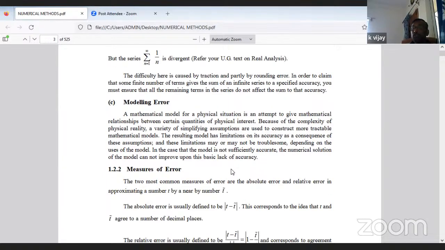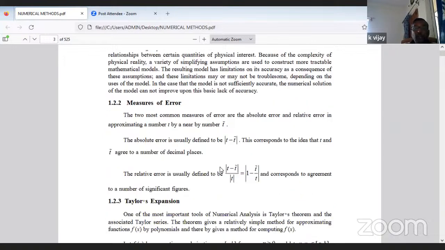So, modeling error. What is a modeling error? A mathematical model for a physical situation is an attempt to give a mathematical relationship between certain quantities of physical interest. Because of the complexity of physical reality, a variety of simplifying assumptions are used to obtain more tractable mathematical models. The resulting model has limitations on its accuracy as a consequence of these assumptions, and these limitations may or may not be troublesome. Depending on the use of the model, if it is not sufficiently accurate, the numerical solution cannot improve upon the basic lack of accuracy.